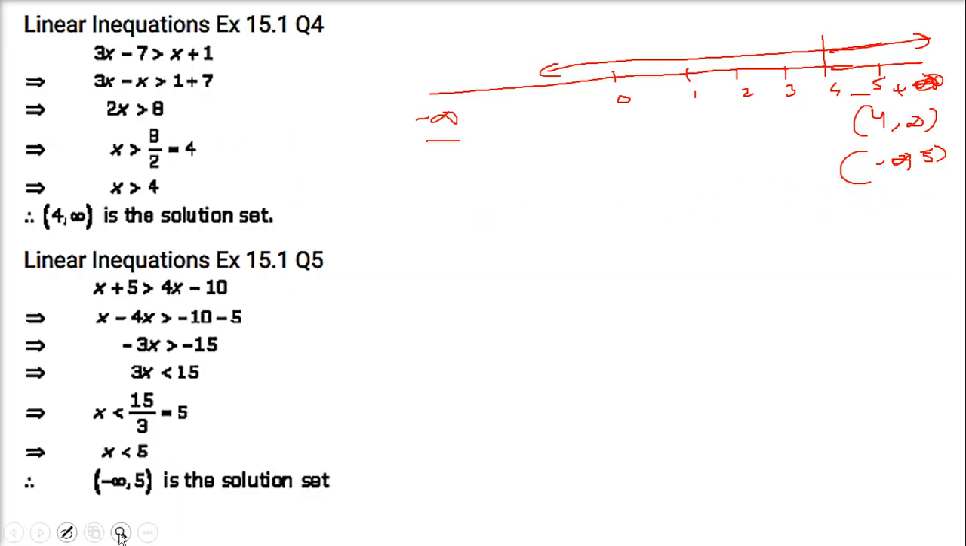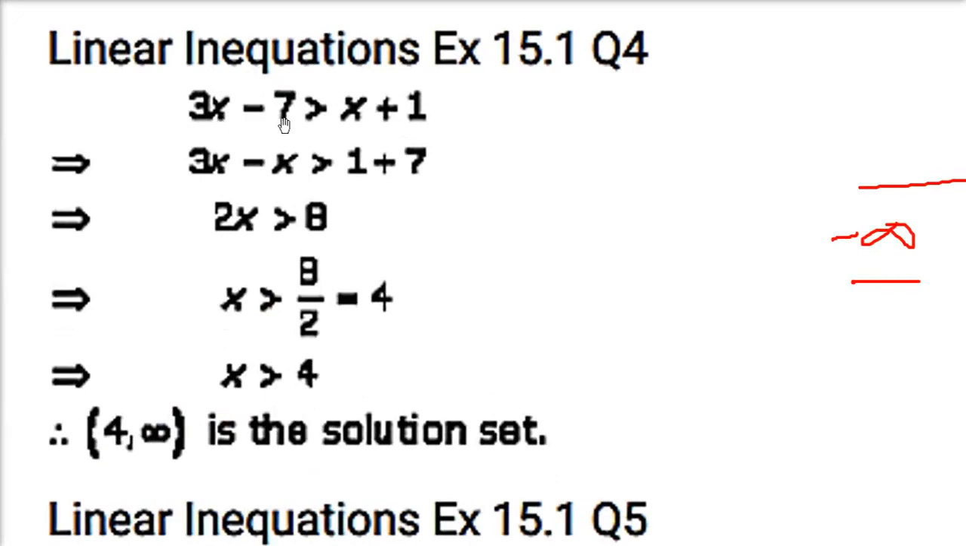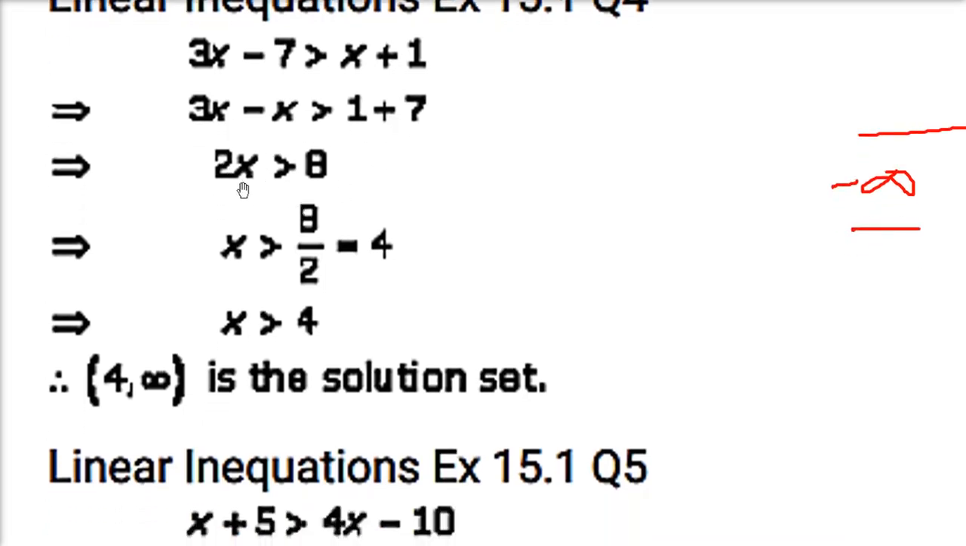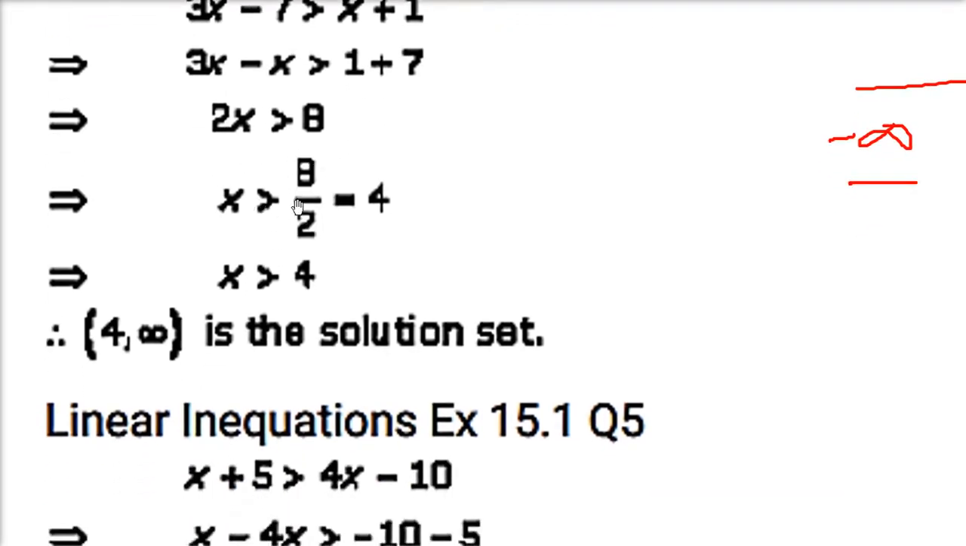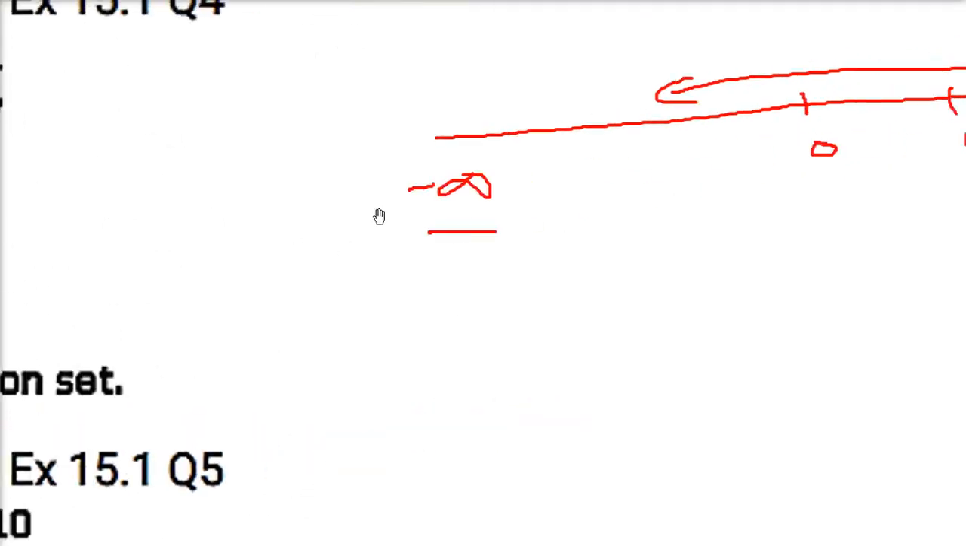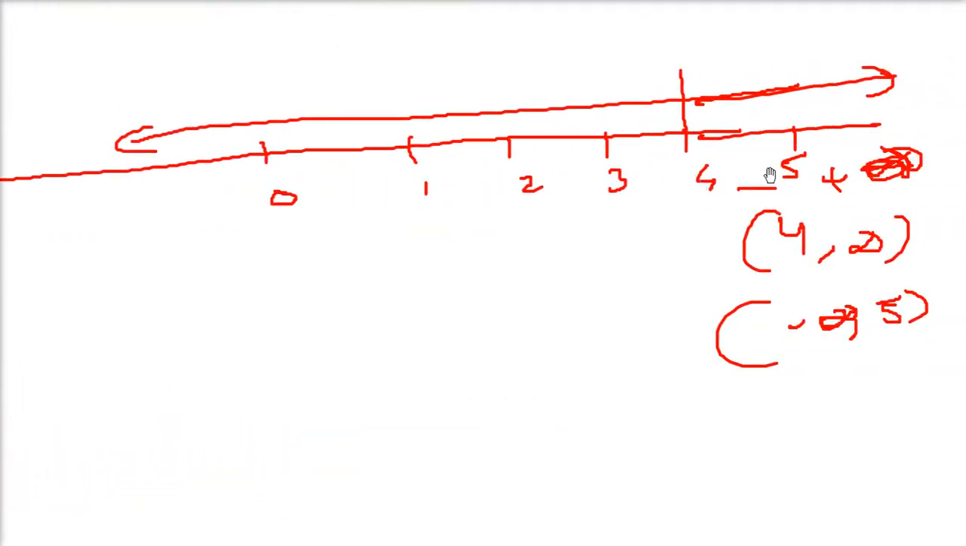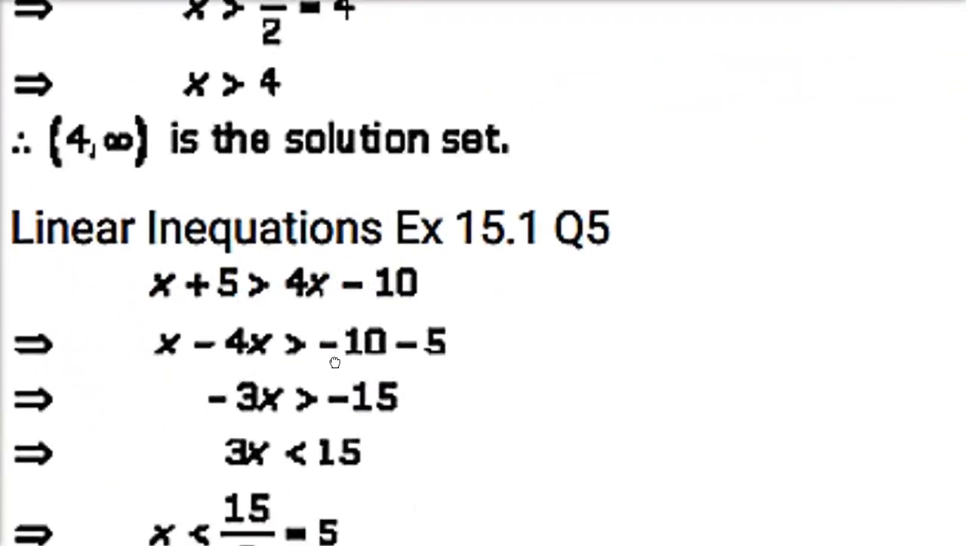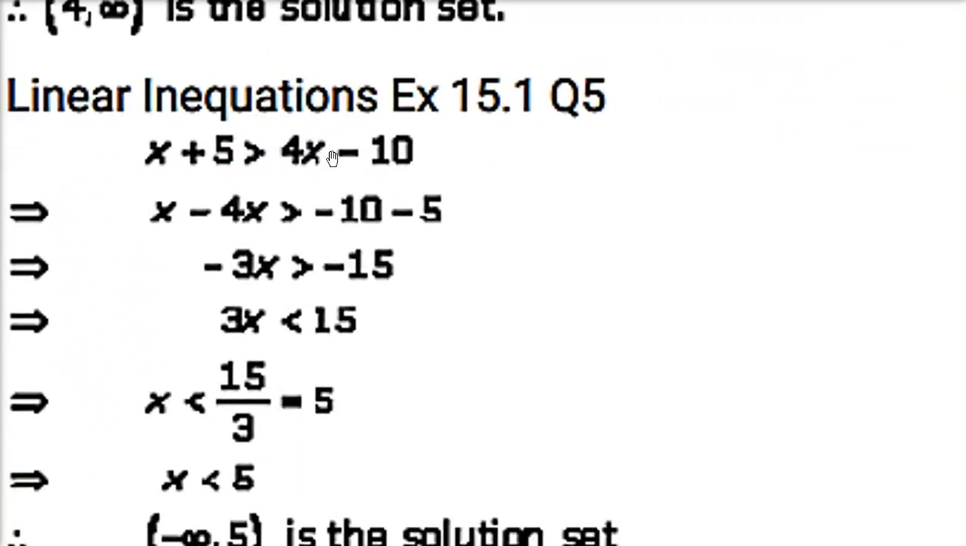Now let us take one by one. 3x minus 7 greater than x plus 1. Bring x here and 7 here. 3x minus x is 2x. This is 8. Divide both sides by 2. x is greater than 4. x is greater than 4 means 4 and infinity. So 4 and infinity.